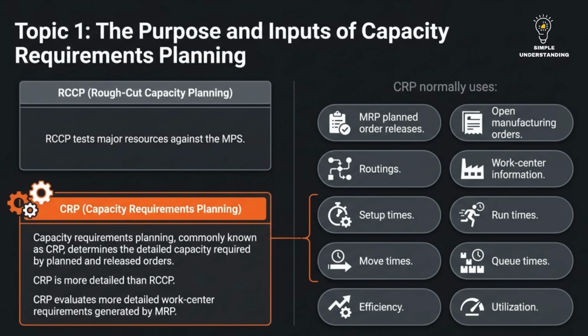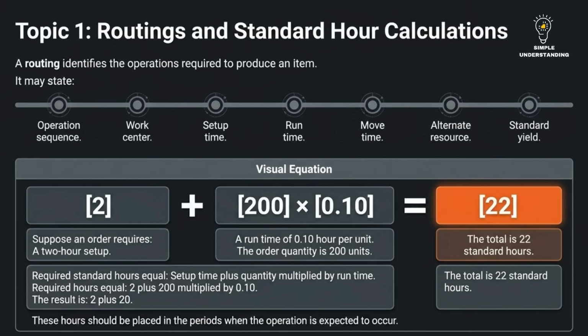RCCP tests major resources against the MPS. CRP evaluates more detailed work center requirements generated by MRP. A routing identifies the operations required to produce an item. It may state operation sequence, work center, setup time, run time, move time, alternate resource, and standard yield.